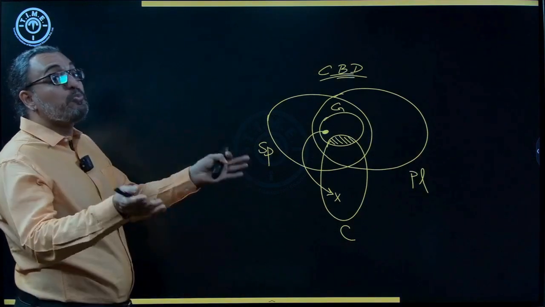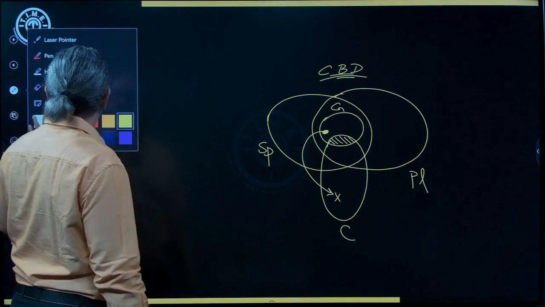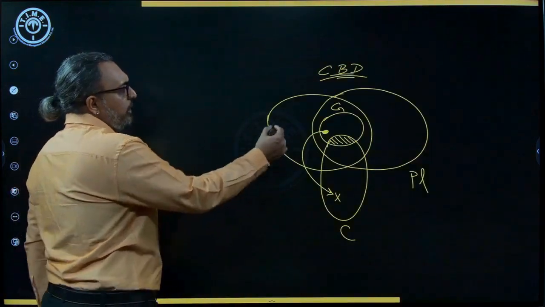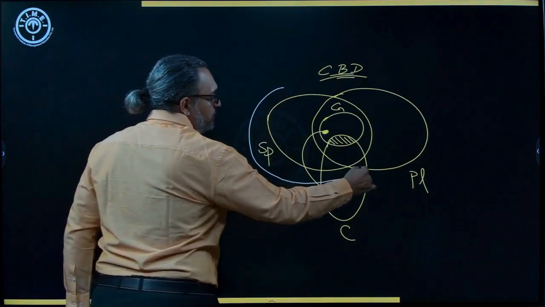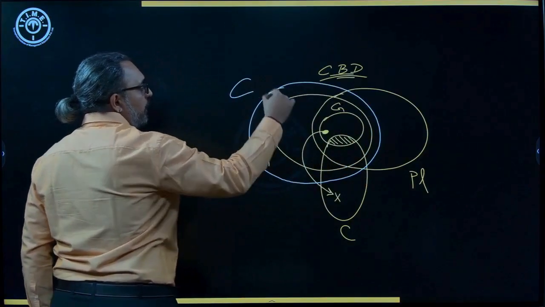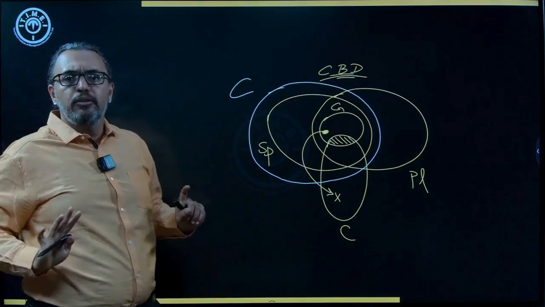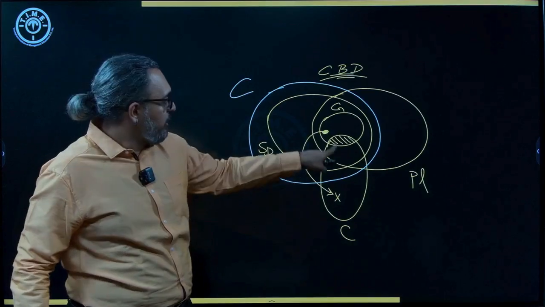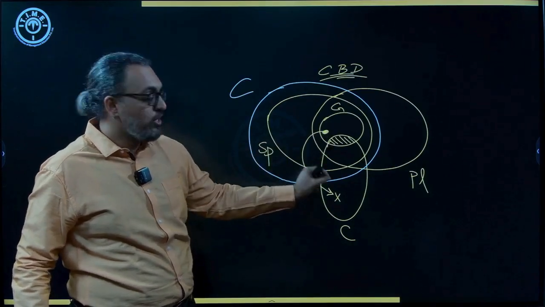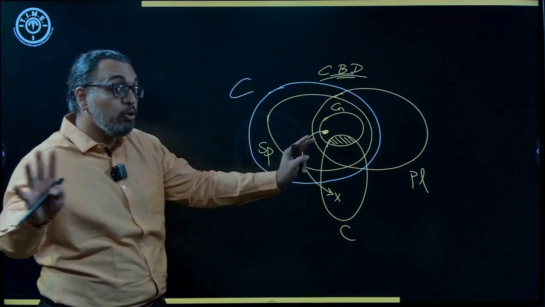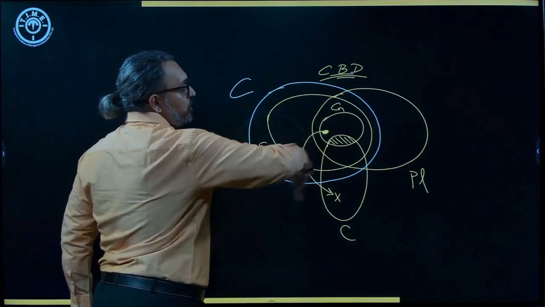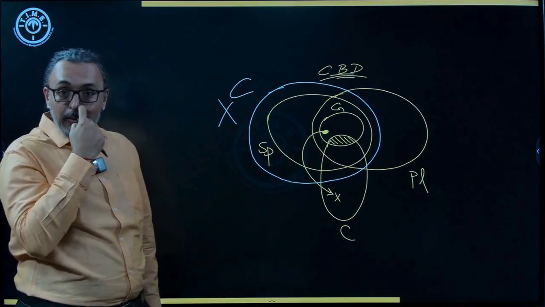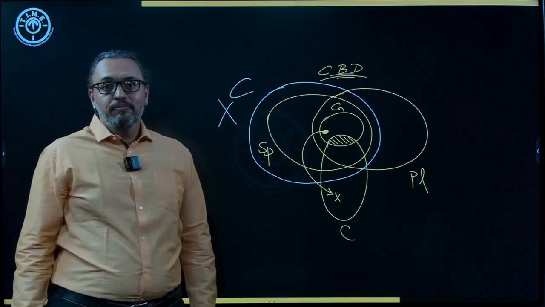See, I want all spoons inside cups. Correct? That is what he said. All spoons being cups. So what you can do? You can simply draw the cup circle surrounding the spoon circle like this. Am I allowed to do that? You simply check. What is the original relation for cup? Only some glass are cups. So the shaded portion should never go inside cup. Now what is happening? The shaded portion is completely inside cups. So this is not allowed. So that is what you need to understand.